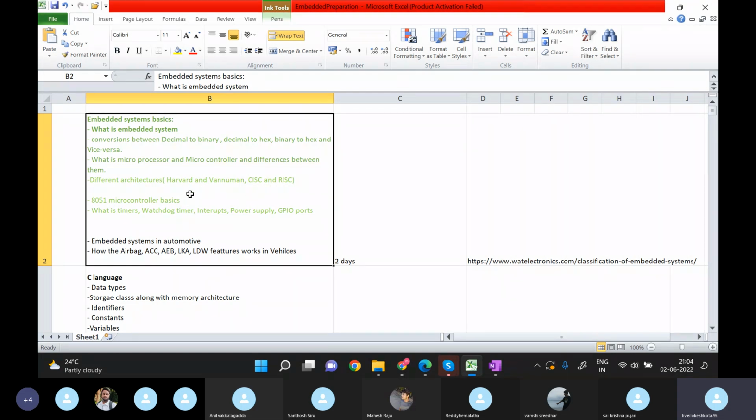Along with that, we also saw the 8051 microcontroller, how it is used in real time, and all the different types of peripherals it has. Apart from this, we even saw the RAM and ROM, the memory architectures in the microcontroller.